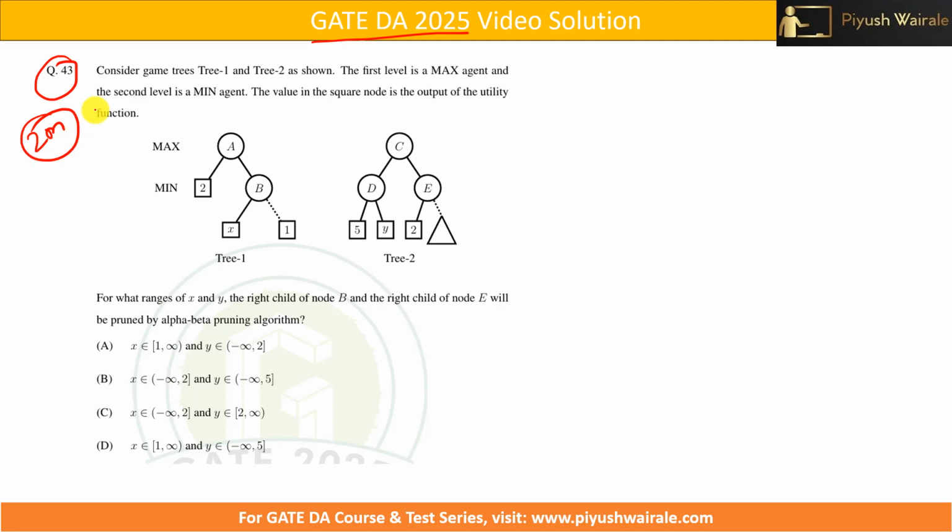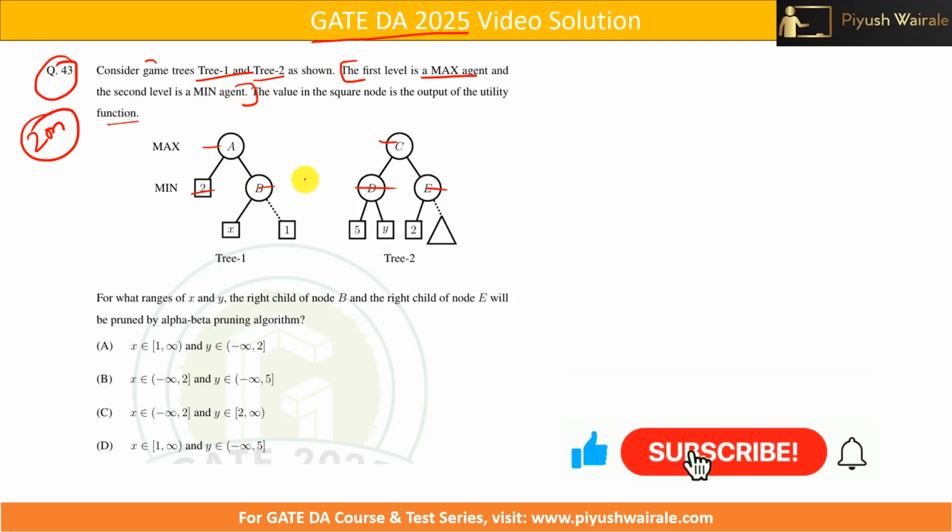So first, read the question. Consider game tree 1 and tree 2 as shown below. The first level is the max agent and the second level is the min agent. So here you can see this is a max agent and this is a min agent. The value in the square node is the output of the utility function. This is given to us. I hope everyone knows how the min and max agents work. So these two trees are given to us.